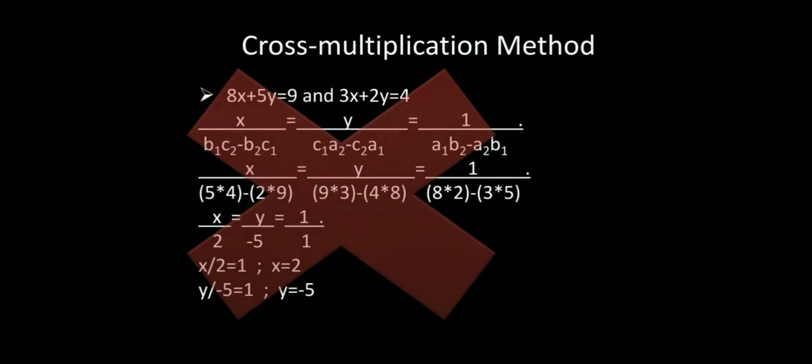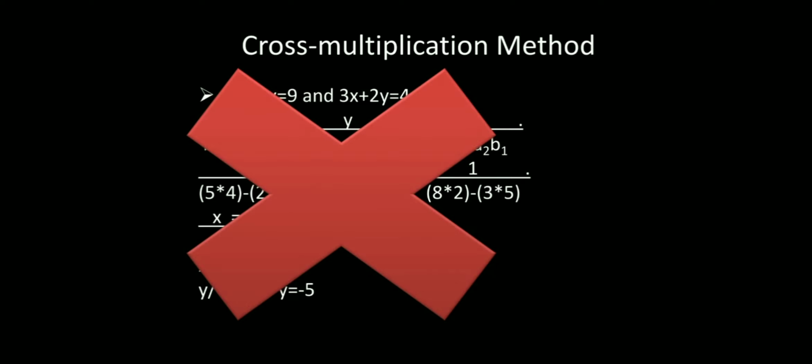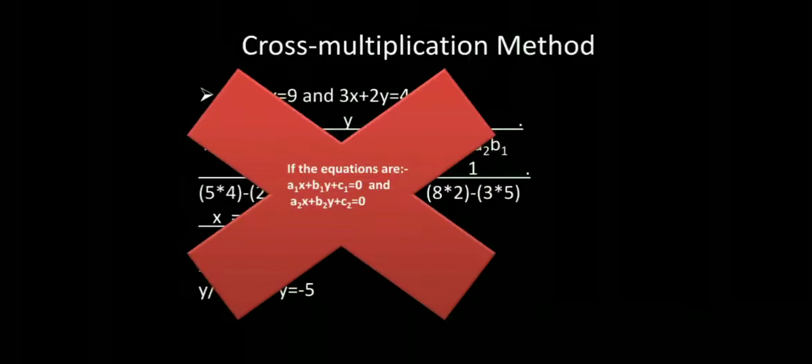I hope you got to know what I have done wrong. Actually, we use this formula when the equation is in the form of a1x plus b1y plus c1 is equal to 0 and a2x plus b2y plus c2 equals 0. But we did not do so because the right hand side was not 0 in any of the equations we had solved. So let us bring 9 and 4 to the left hand side and then solve the equation.